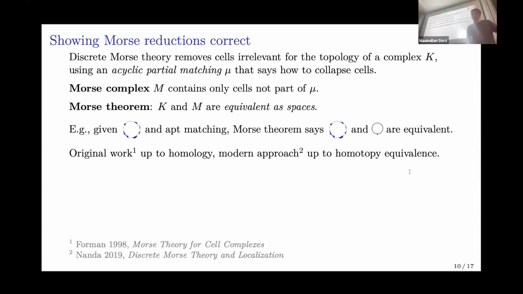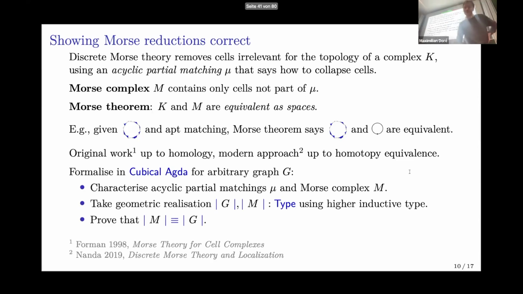Classically, the original work on discrete Morse theory from 25 years ago was only on the level of homology groups, because I guess this was the way we were talking about equivalence of spaces at this point. More recently, there is other work which, in other settings, carries out discrete Morse theory up to a final notion of equality, namely homotopy equivalence. This suggests itself as inspiration for our formalization project, because we also want to formalize this Morse theorem up to homotopy equivalence, which is just equality in Cubical Agda.